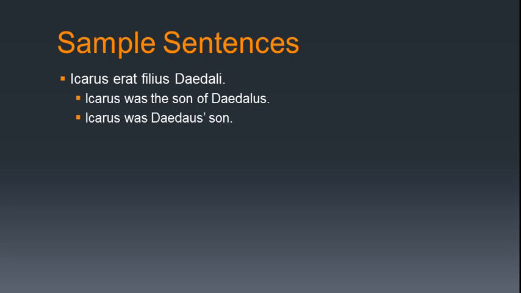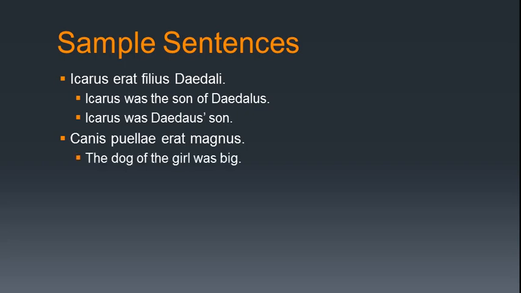Looking here, Canis puellae erat magnus. This is similar to a sentence I saw in two different formats, in two different National Latin exams. So it's a popular type of situation. And we're just going to notice puellae goes with the singular part of the song, the first declension singular genitive. So we're going to look for of the girl, the dog of the girl was big, or the girl's dog was big.